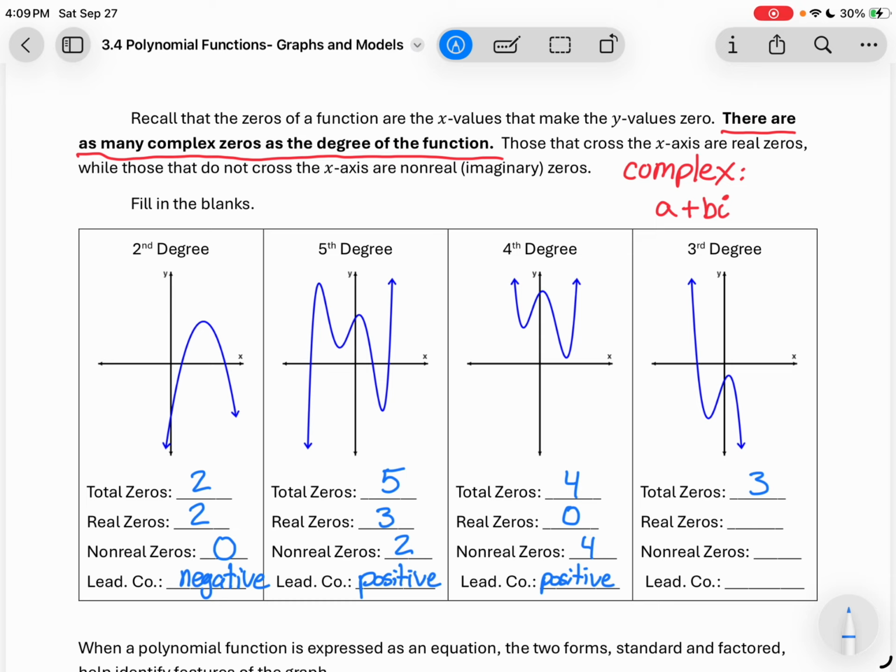For the 3rd degree, that would be 3 total zeros. We see it crosses the x-axis once, so that would be 1 real zero. That means there have to be 2 non-real. And the leading coefficient on this one, it's kind of upside down from the other odd degrees that we had, so it would have to be a negative leading coefficient.